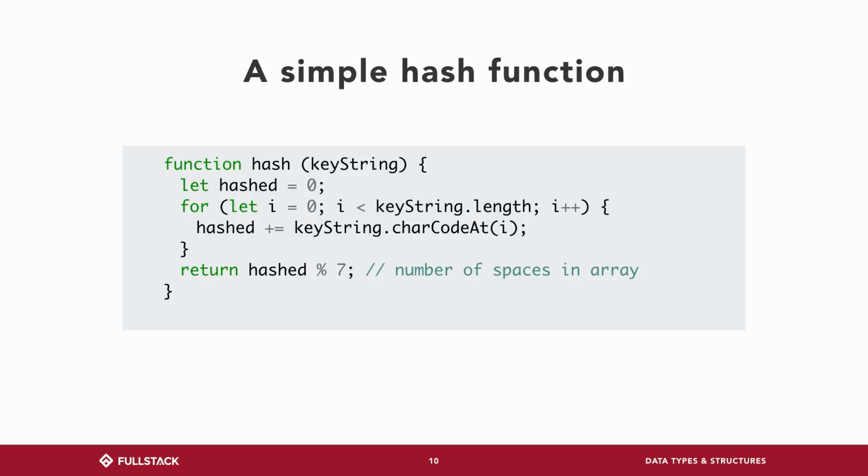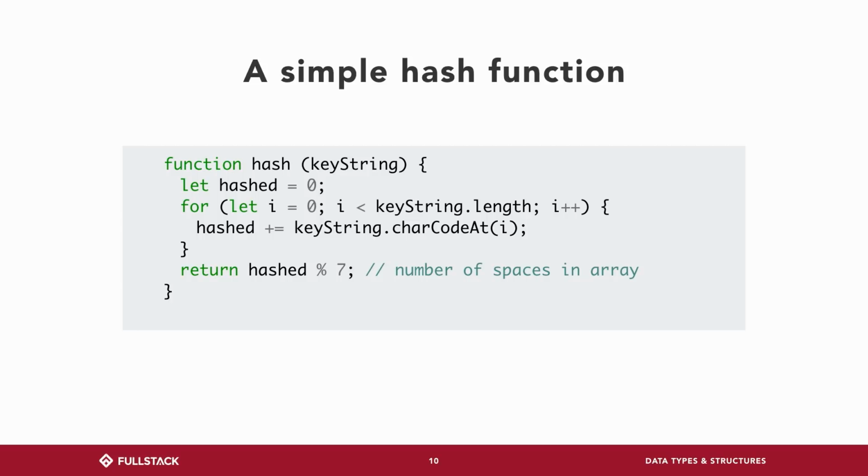Let's focus on that second ingredient. Here's a very simple hash function. It takes some string as input, adds up the sum of the character codes of each character in that string, and returns the remainder of dividing that number by 7. Though this is very simple, it does two things that hashing functions must do.